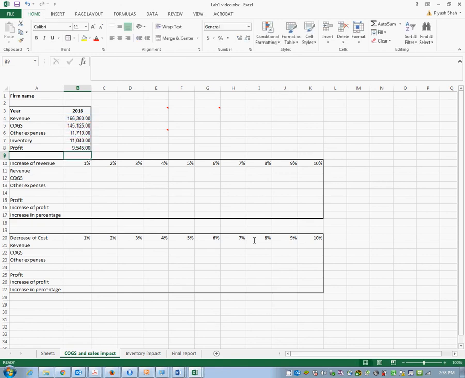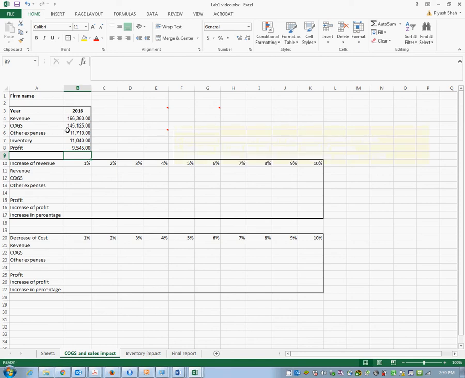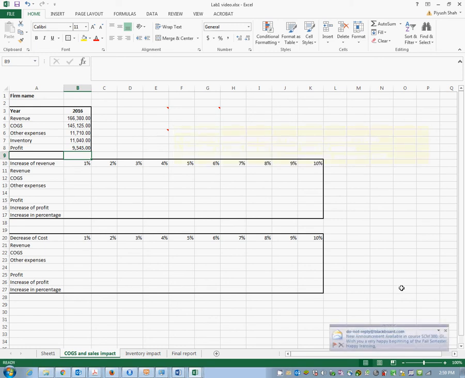All right, and now to see how this works, we are going to have to make some assumptions. We say that if revenue increases by 5%, the COGS will also increase by 5% because to sell more, you need to produce more. So that cost will increase proportionately. But if you reduce your wastage, it will have no impact on sales. That's point number two. And lastly, these other expenses that we have here, 11,710, we assume that those are fixed. That's like a fixed cost which won't change. Right? So with these assumptions, let's jump and directly go into this idea.